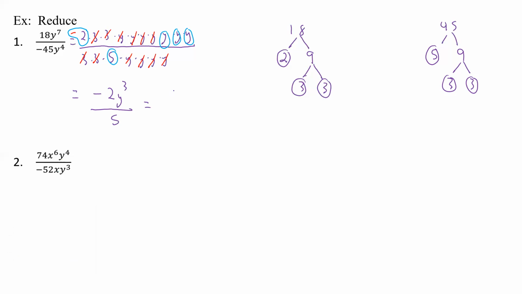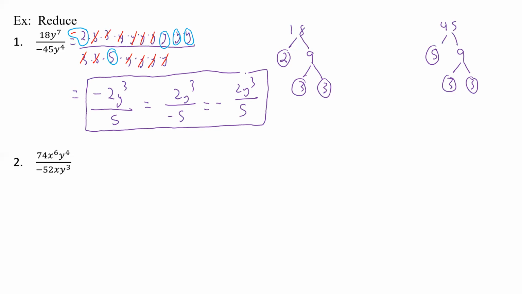Now we could also have written it 2y cubed over negative 5, or negative 2y cubed over 5. Again, out front, down below, or up top. Either one of those are all the same thing. They all are equivalent, equal, and give us the same answer. It just depends on where you decide to put your negative sign.